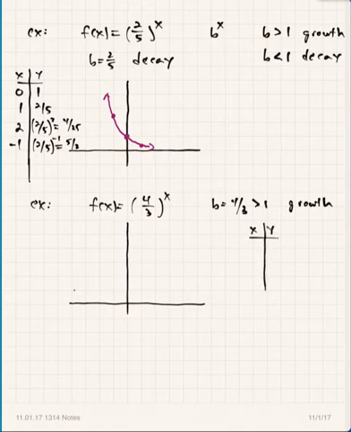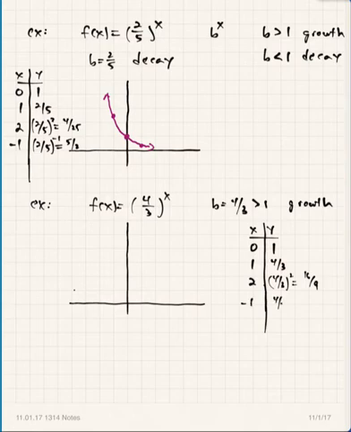We've got our familiar points, first of all, that when x is 0, y is 1. And when x is 1, we get whatever the base is, which in this case is 4/3. Now if you go on to 2, you get (4/3) squared, which is 16 over 9. That's a bigger number than 4/3. This is getting bigger. When x is -1, you have (4/3) to the -1, which is 3/4. When x is -2, you have (4/3) to the -2, that would be, flip it and square it, you get 9 over 16.